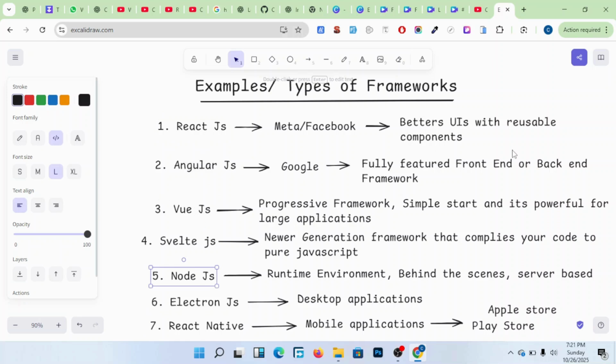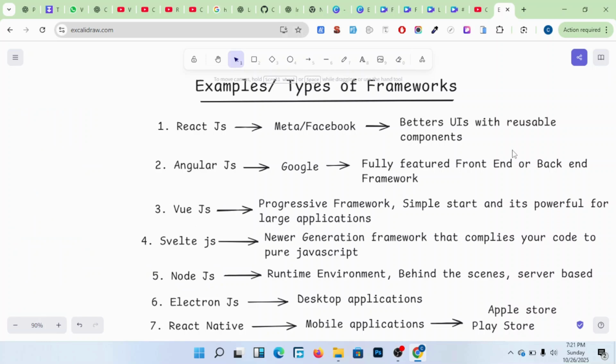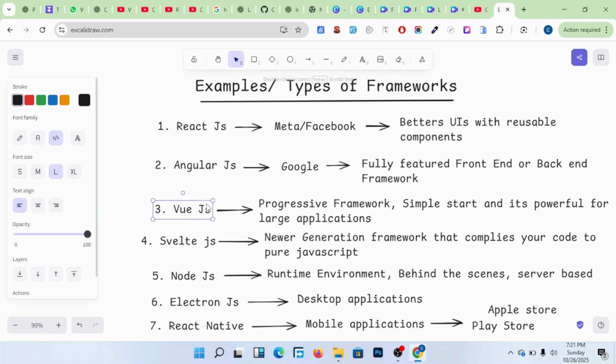So members, that's where we now separate. If someone wants to branch into Angular, you go and branch into Angular. If you want to branch into Vue.js, you go into Vue. If you want Svelte, go into Svelte. Node.js plain, go into Node. Go into Electron JS like that. But right now, I am a React developer.